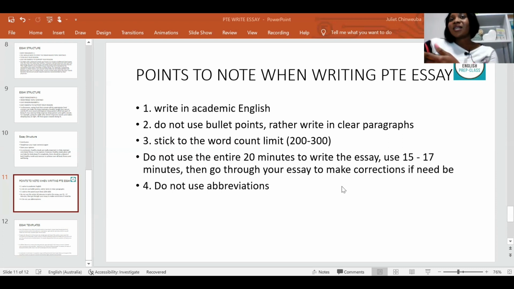Now, if you use up the entire 20 minutes, how are you able to check for these errors? You should go back and check. Make sure you don't use the 20 minutes; use 15 minutes, and then check what you have done with the remaining 5 minutes or the remaining 3 minutes, as the case may be.